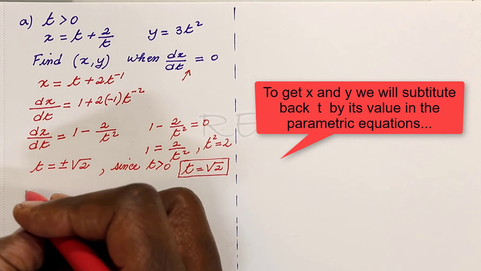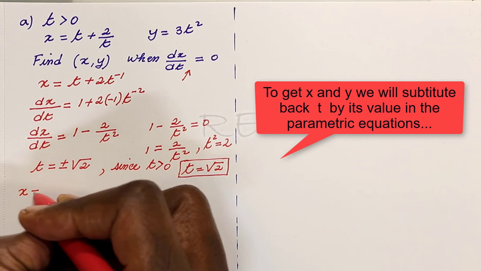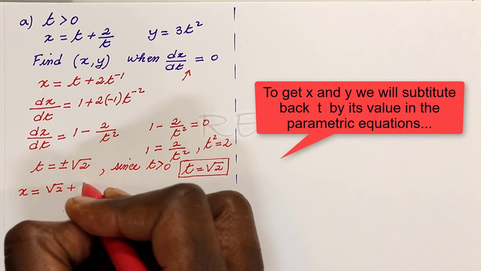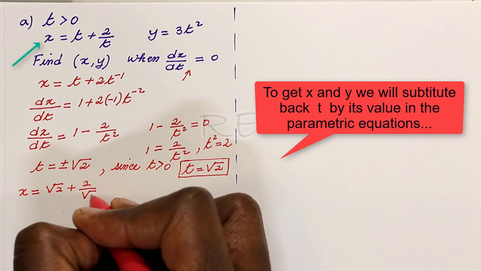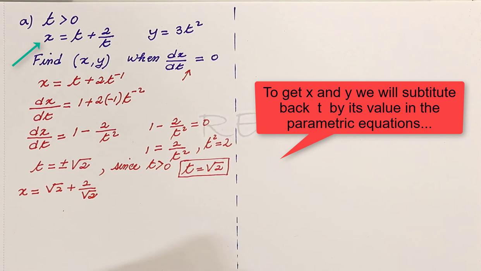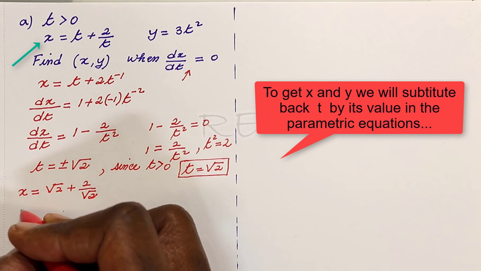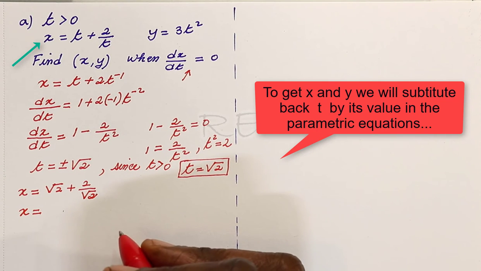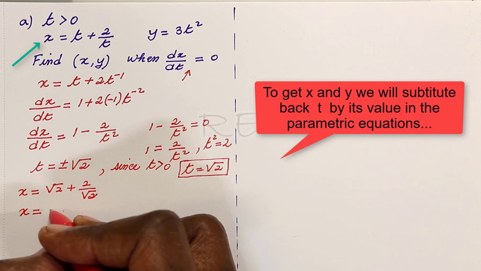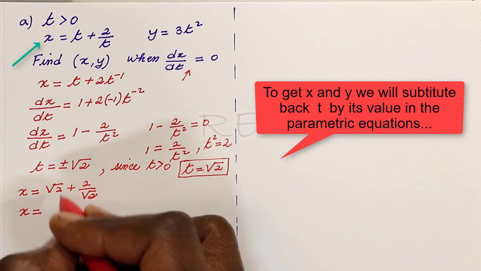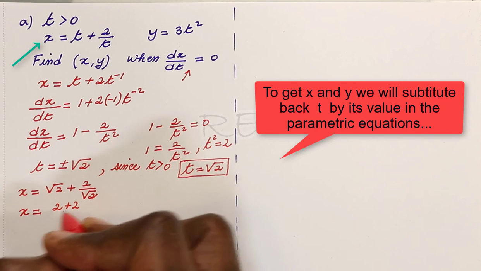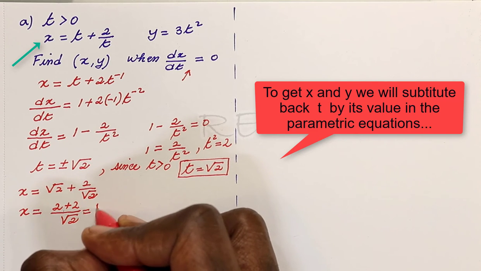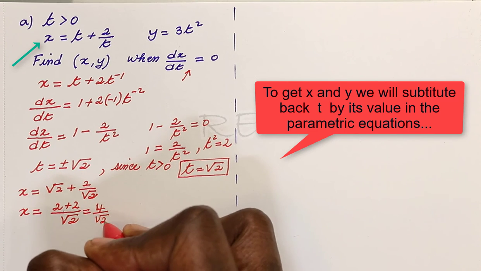To get x and y, we'll substitute t back into the parametric equations, respectively. x is equal to t plus 2 over t. Replacing t by square root of 2, we get x is equal to square root of 2 plus 2 over square root of 2. And we'll just simplify this sum. Because square root of 2 is the common denominator, it's going to be 2 plus 2 over square root of 2, which is 4 over square root of 2.